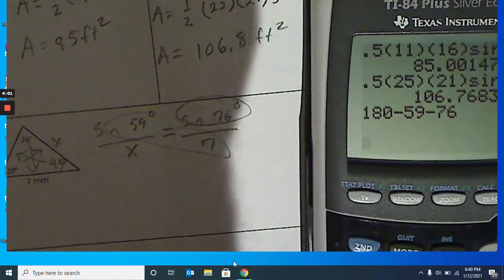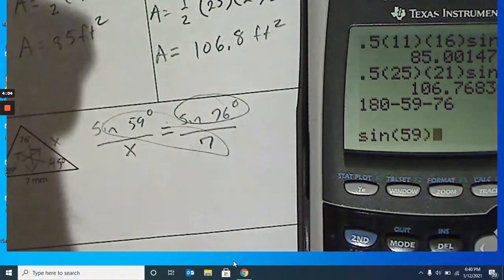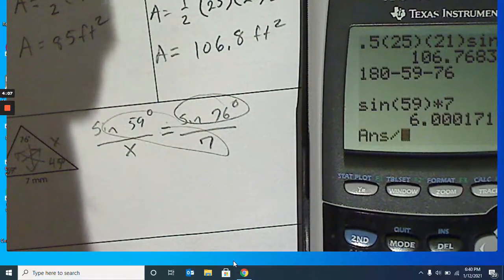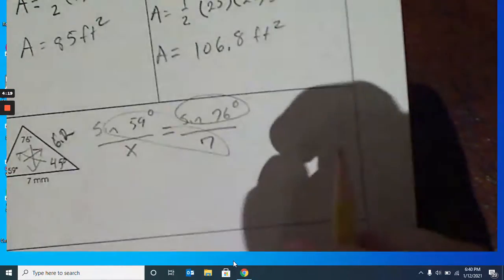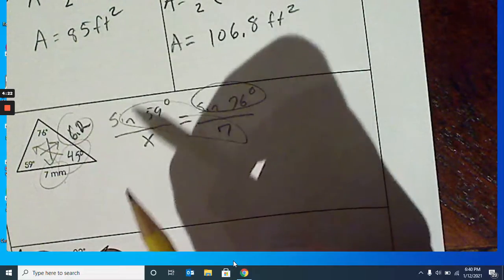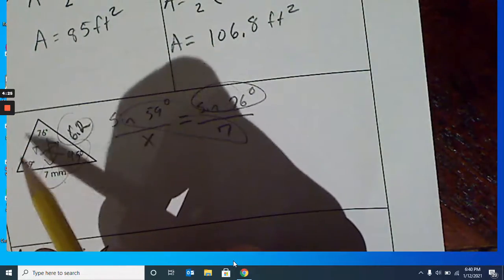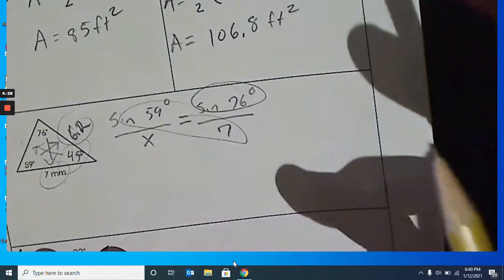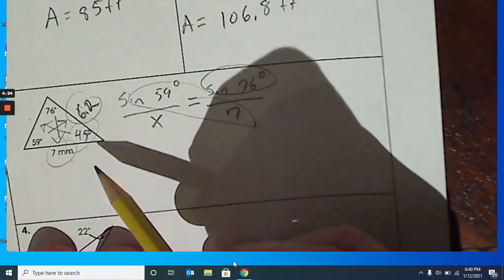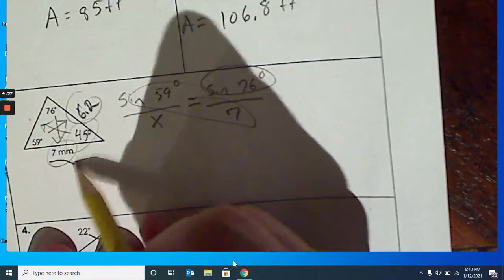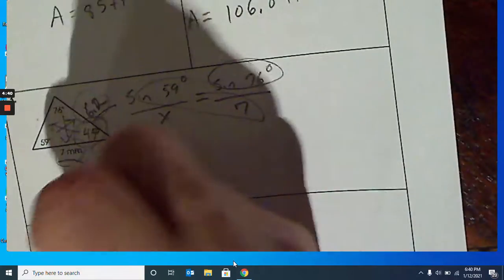Then I cross multiply and divide to get what I'm missing. So sine 59 times 7 divided by sine 76 is 6.18. So this is 6.2. Now I have this side and this angle. Normally I wouldn't do this. I would try to figure out this side right here and this angle instead. If you do it the other way, then the areas should be very, very similar. But since I have this side and this angle, that's what I'm going to use for the area.